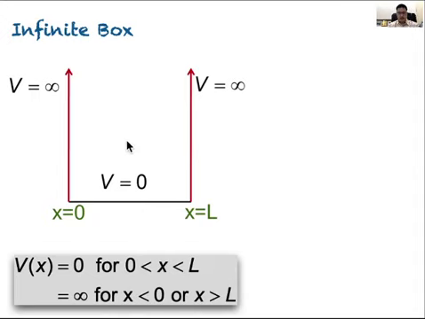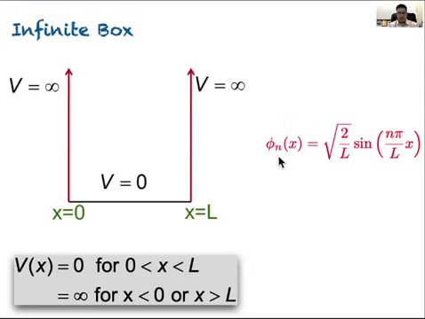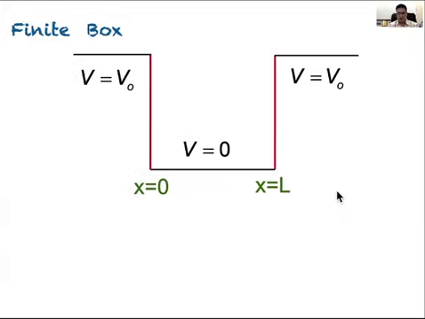And once we have solved the Schrodinger equation, this is the form of the wave function we have obtained: phi n of x is equal to square root of 2 over L times sine of n pi over L times x, and this is the energy, E n is equal to n square pi square h cross square over 2 m L square. So we have seen that this energy is quantized because n is an integer quantity.